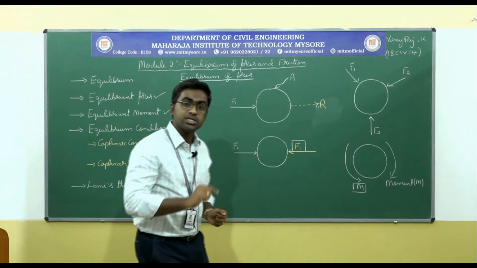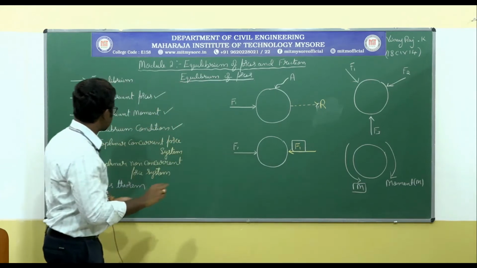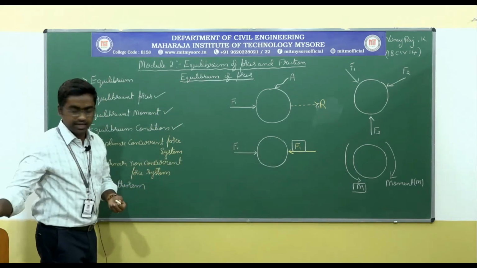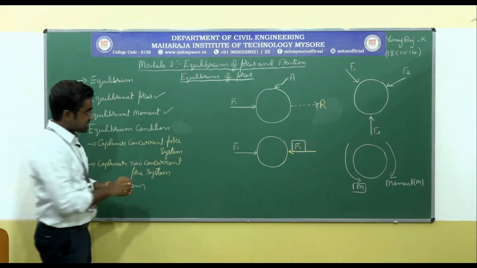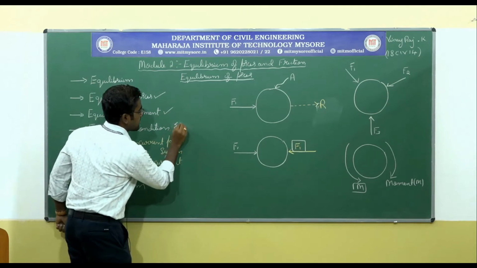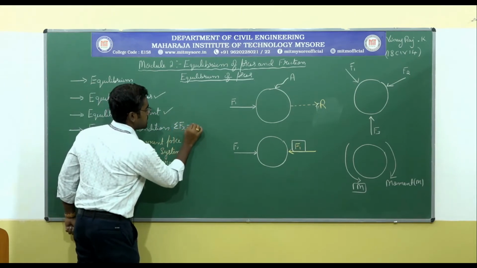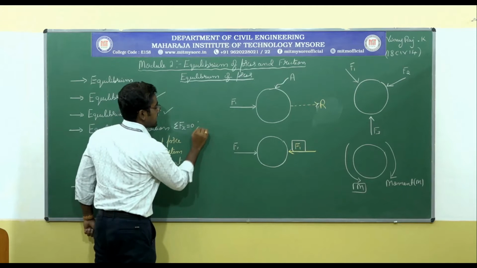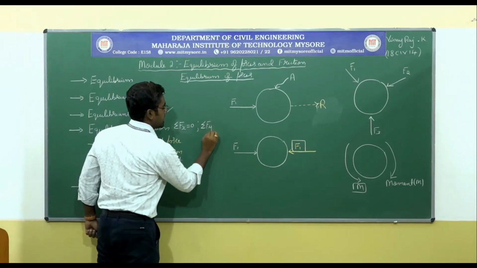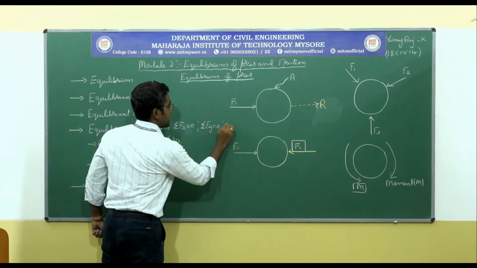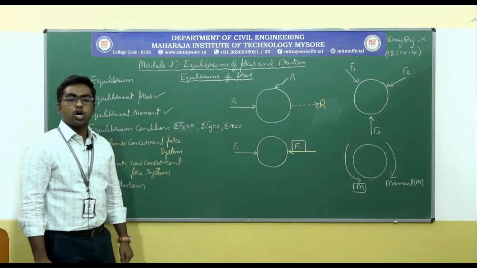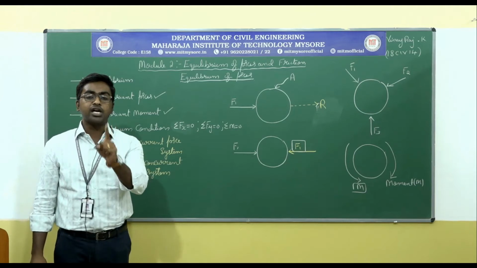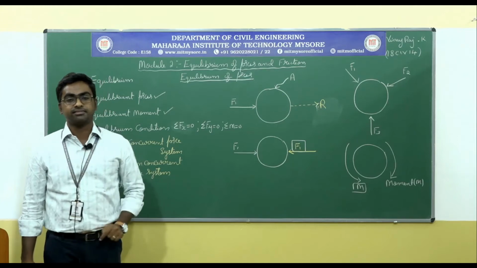Let us see what those conditions are. Those conditions are called equilibrium conditions. See, there are 3 equilibrium conditions. The first one is summation of Fx is equal to 0, summation of Fy is equal to 0 and summation of M is equal to 0. These three conditions are called equilibrium conditions, and these conditions are used in order to solve the problems.